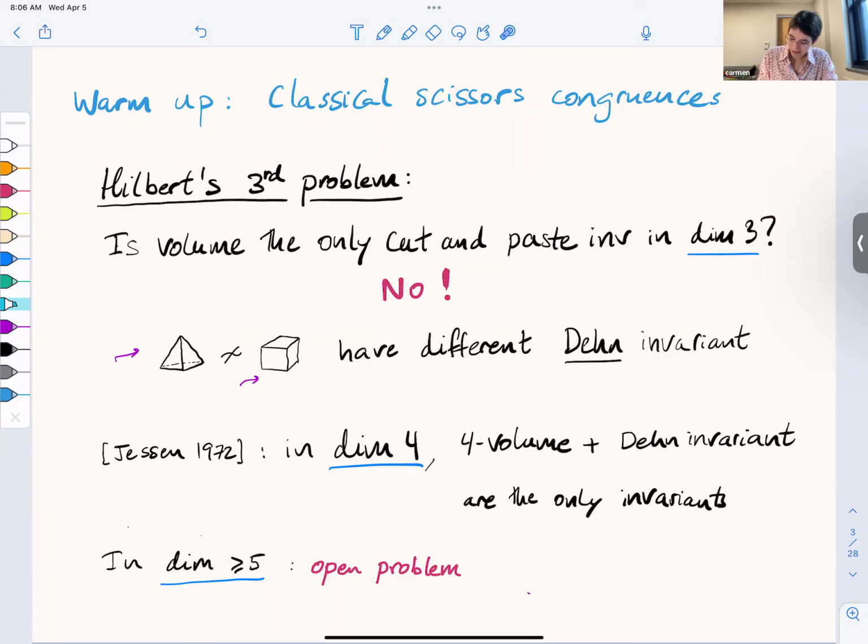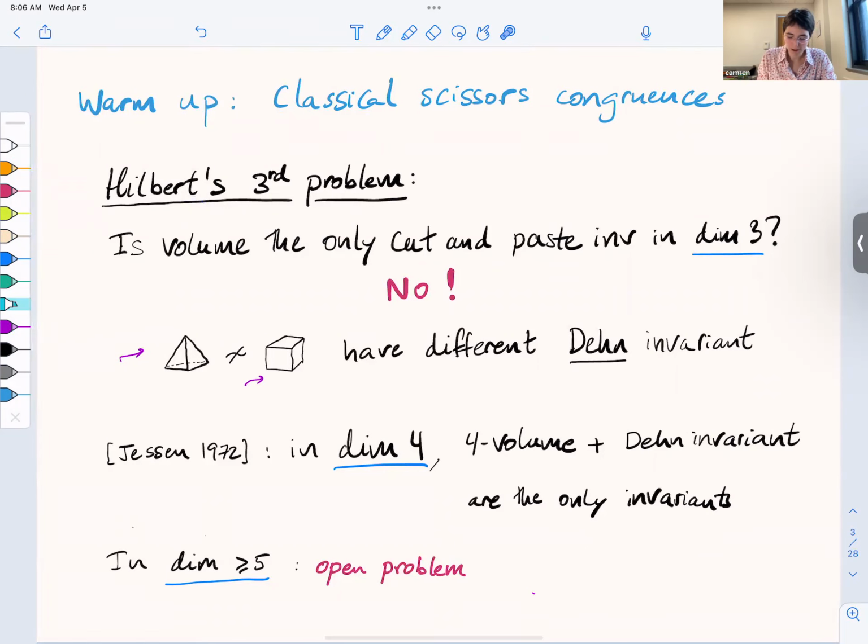That's a little bit of a surprise, but that was an important problem by Hilbert, and Hilbert gave this problem to a very good student he had then. And he thought, well, this is a very hard problem, it's going to take him a long time. But about a year later, Dehn had already figured out that, for example, this tetrahedron and this little cube, even though they have the same volume, you do not have a cut and paste operation that can convert one into the other. So they're not cut and paste equivalent.